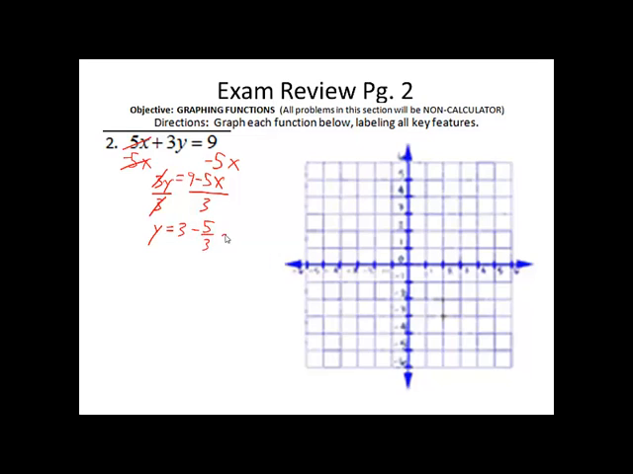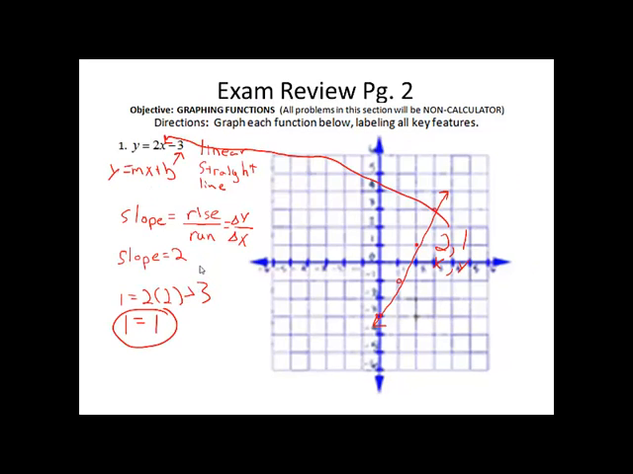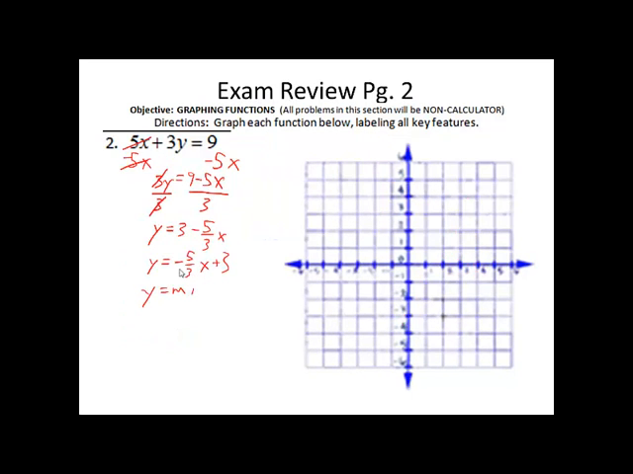negative 5 over 3x. Now we can rewrite that, so we have our y is equal to mx plus b. So we have y is equal to a negative 5 over 3x plus 3. Now again, I'll write up the y is equal to mx plus b. So again, our b, which is our y-intercept, is equal to 3. So we'll put a dot right here at 3.